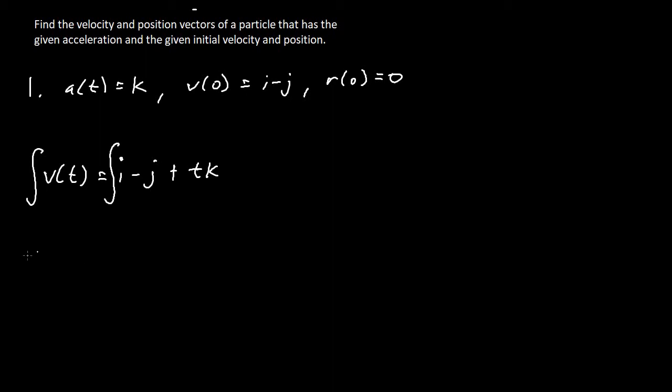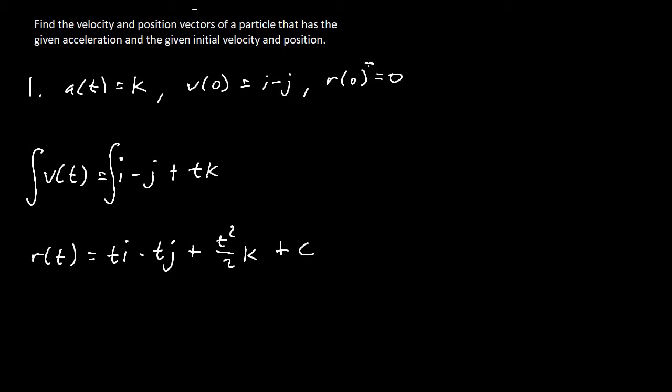So when I do that, the position function r of t is going to be equal to the integral of the x component, i. So now the coefficient in front of i is simply just 1, and the integral of 1 is t. So we get t i. Now the integral of the y component, the coefficient in front of j, is going to be negative 1. And the integral of negative 1 is negative t. So we get minus t j. And then the integral of t is t squared over 2. So we get plus t squared over 2 k. And then since this is indefinite, we have to add that plus c.